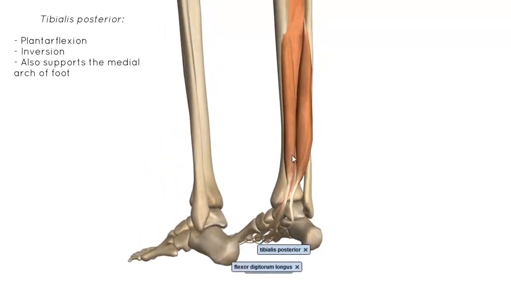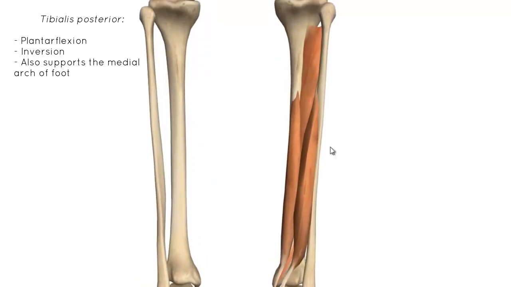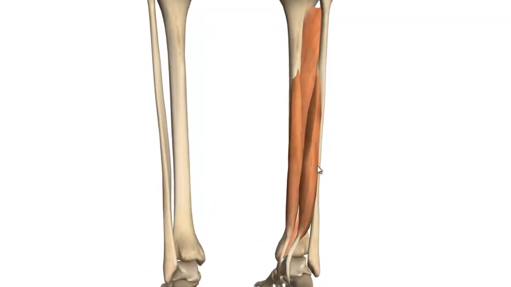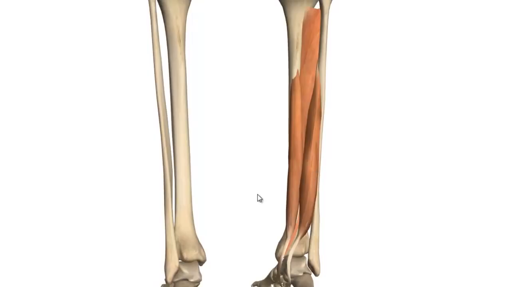So a few functions there. And again, all these muscles are innervated by the tibial branch of the sciatic nerve. So those are the muscles of the posterior compartment of the leg. I hope that's cleared things up a little bit.